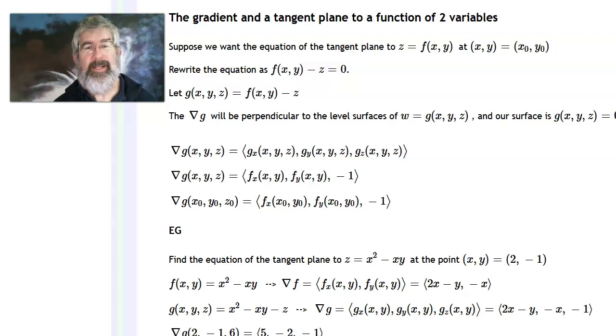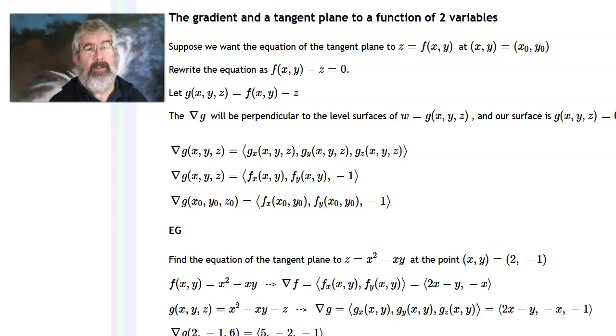In this video, I want to take a look at the gradient and show how that helps us to find tangent planes to surfaces that are described by z as some function of x and y. So we've actually done this already, and I'm not using the gradient, but back when we talked about tangent planes and how to find them.